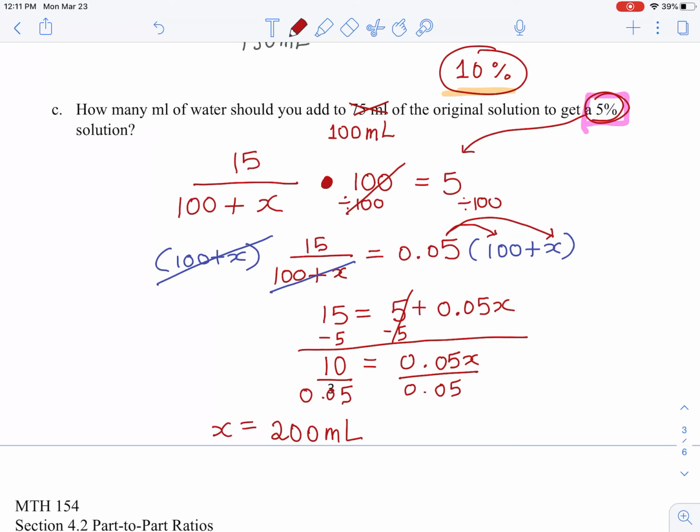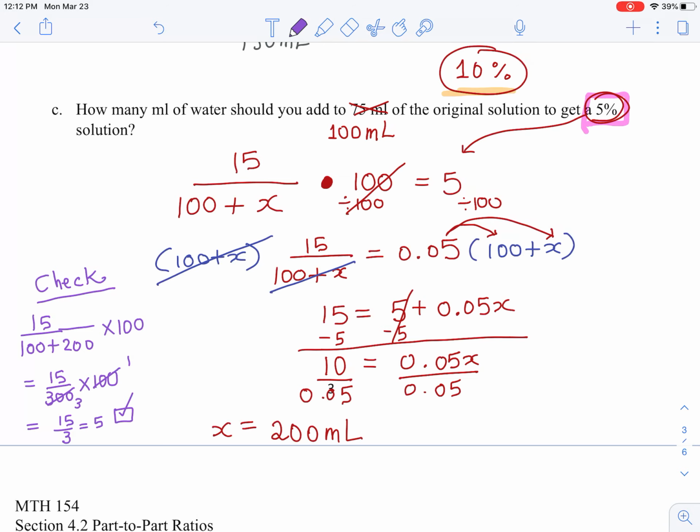200. So this is what you can do to check. Let's do the check here. Do 15 divided by 100 plus 200, and multiply that by 100. If you do that, you'll get 15 over 300 times 100. You can do that on the calculator, but I notice I can simplify this to 1 and 3. So 15 divided by 3 is going to give you 5. So that checks. What I just did on the side is just me checking the answer.